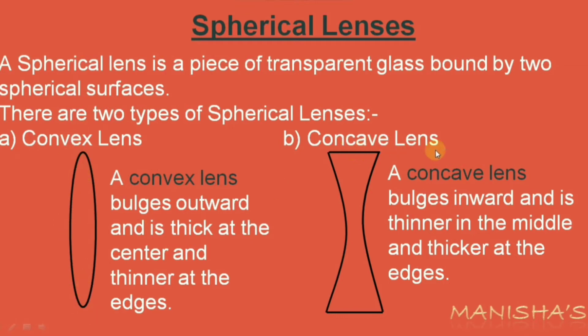Second one is the concave lens. A concave lens bulges inward and is thinner in the middle and thicker at the edges. जो concave lens होता है इसकी bulging inward होती है, अंदर की side bulging होती है, as you can see in this diagram, और ये thin होता है in the middle and thicker at the edges.